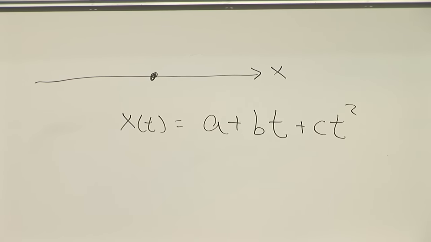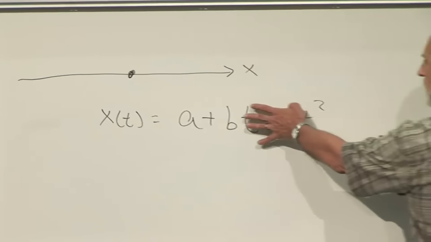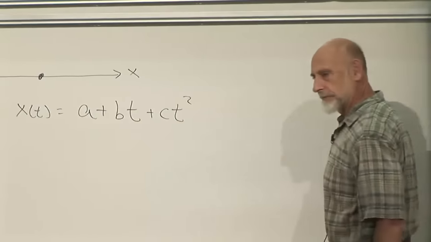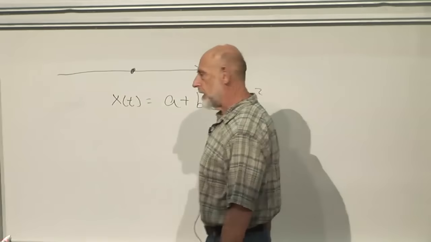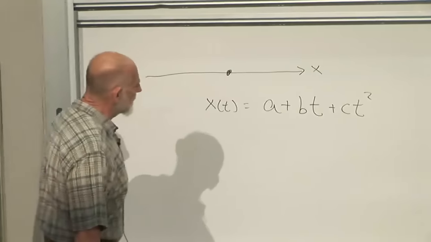In particular, at the start, let's take the start to be at t equals 0. At t equals 0, the particle is at a. Okay, let's calculate the velocity and the acceleration. You all know how to do this.